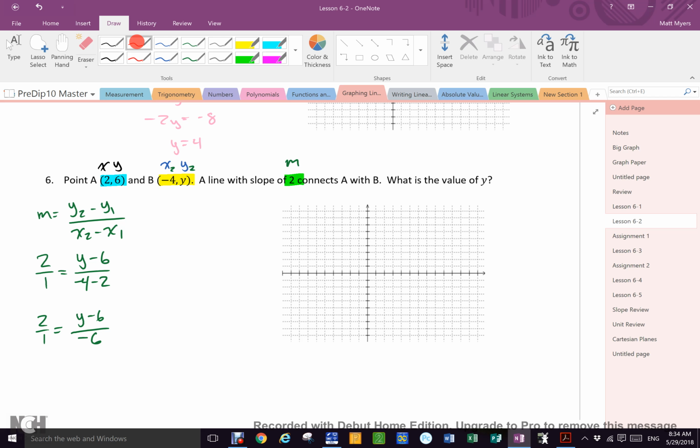Negative 6y. I want them all. Excellent. Let's start working. I need y by itself, so now I need to isolate it. So I got to get rid of negative 6. So I multiply both sides by negative 6. Cancel, cancel. Negative 12 equals y minus 6. Plus 6, plus 6, y equals negative 6.